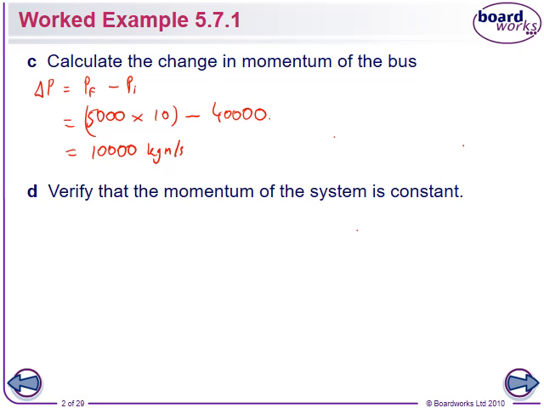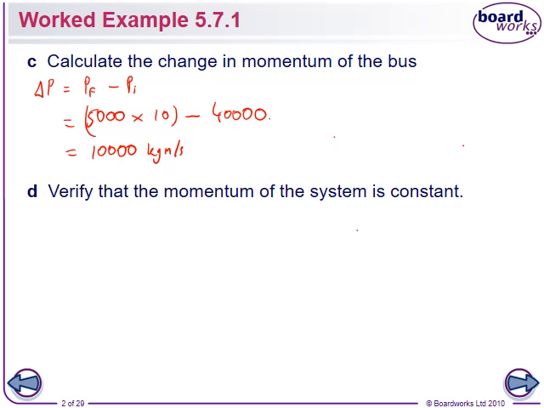Okay, which means we have 50,000 minus 40,000, which is 10,000. Now that's positive, so it is in the same direction as it was travelling. It's east. Now this all makes sense. Our car has slowed down. It's gone from 20 meters per second to 10, so it's had a reduction in its momentum. That's why we get that minus. The bus, on the other hand, has sped up. It's gone from 8 meters per second to 10, so we get an increase in momentum.